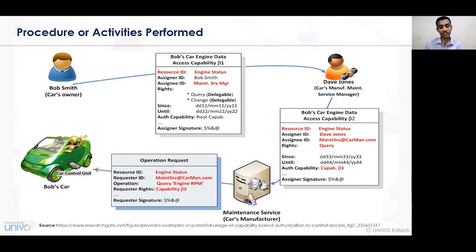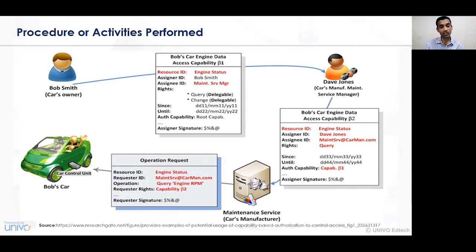Then we have the concept of maintenance service, that is a car manufacturer, and accordingly, the service request or the query is being raised at this particular level. So when the particular service request query is being raised, the third activity that is being undertaken is the operation request. So on the basis of the operation request, again, now the resource ID remains the same. That is the engine status. We need to test, we need to identify. The requester ID, that is maintenance service at carman.com.